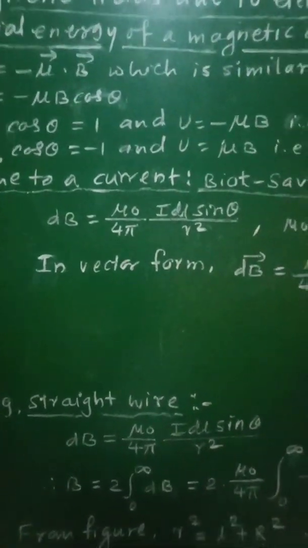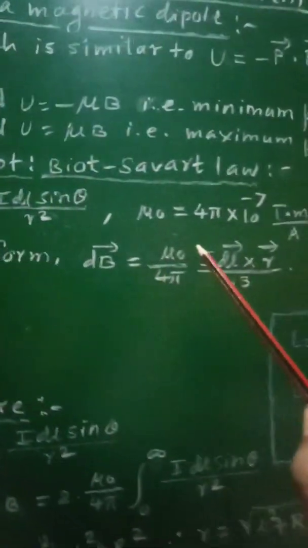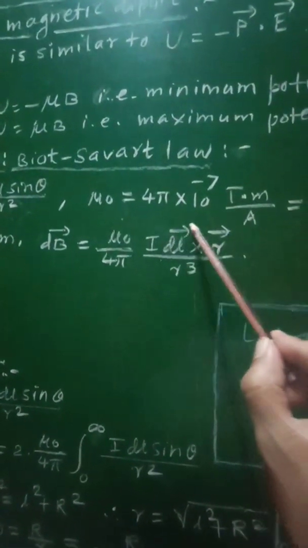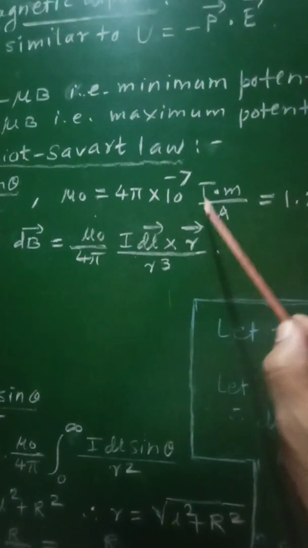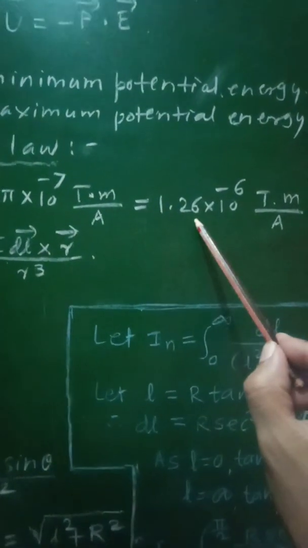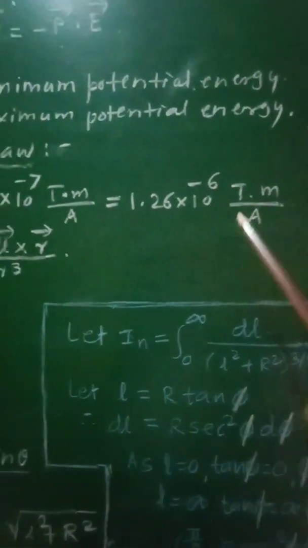And hence in that relation mu 0 is there, which is called as permeability of the free space, whose value is equal to 4 pi into 10 raised to minus 7 Tesla meter per ampere, that will be equal to 1.26 into 10 raised to minus 6 Tesla meter per ampere.